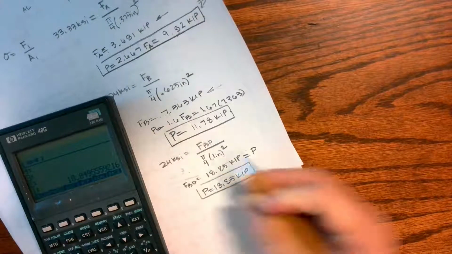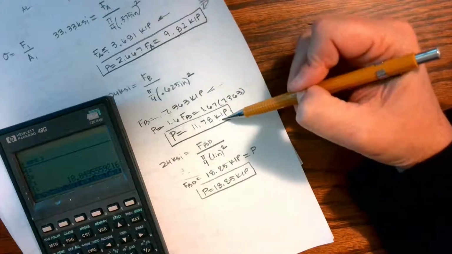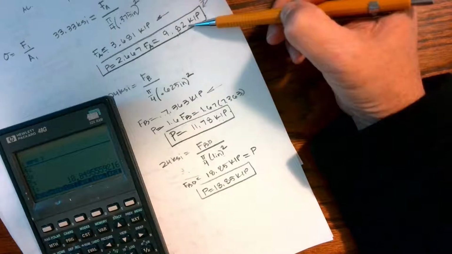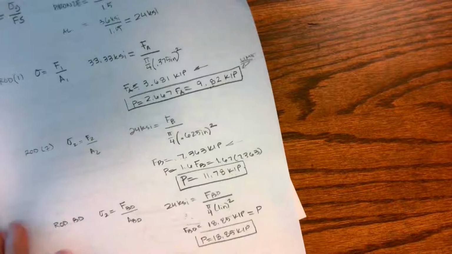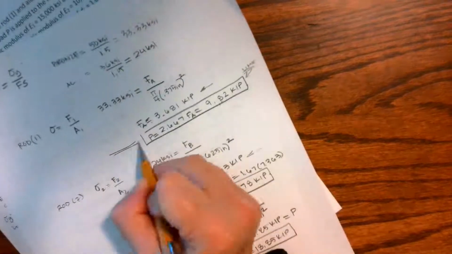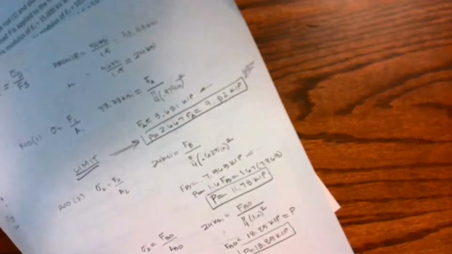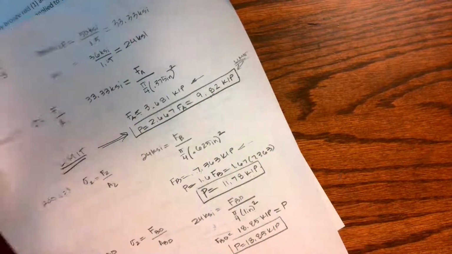So this P is what will cause failure of that cable BD. This P is what causes failure of the rod number 2, which is on the right. This is the P that causes failure of rod number 1 on the left. So I can see my limiting member. This is my limiting member. That's going to be the first to fail. And the most load I can put at P is 9.82.